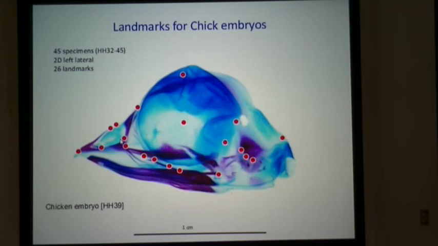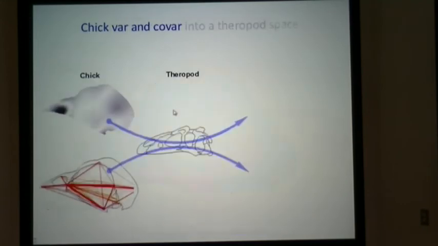Some of the landmarks are the same, or homologous, if we want to call the tip of the premaxilla of a chick embryo homologous to the tip of a premaxilla of a dinosaur. And some are not. And the some-are-not is just a caveat of having an extant taxon. They don't have the same anatomy anymore.